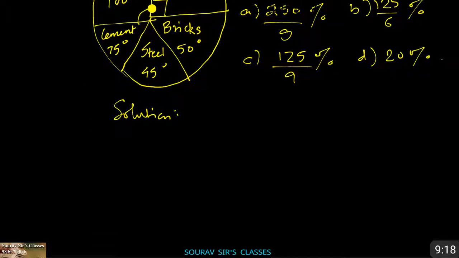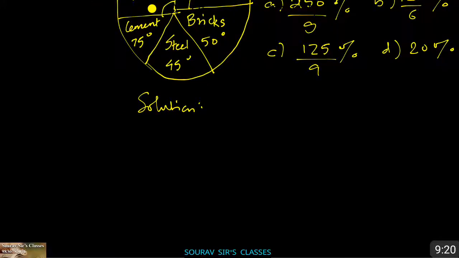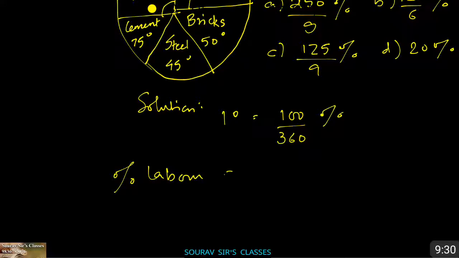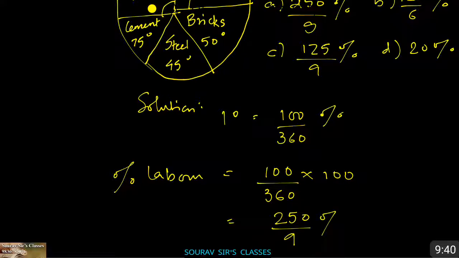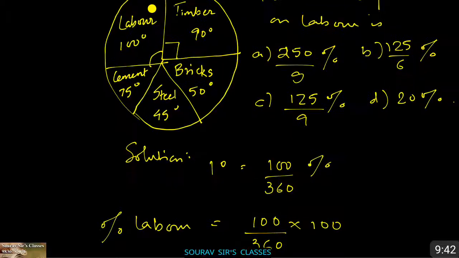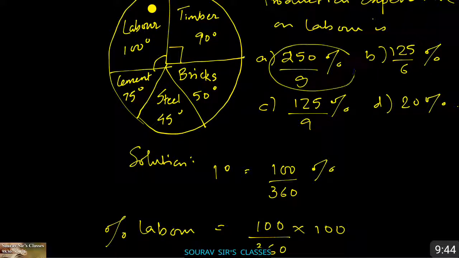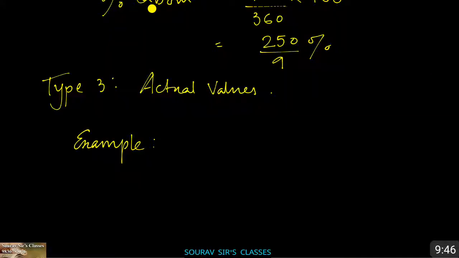We know that 360 degrees is equal to 100%. So 1 degree is equal to 100 by 360%. Therefore, the percentage value is equal to 100 divided by 360 into 100, which is equal to 250 by 9%. That is option number A.